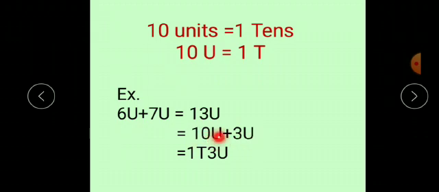Now, 10U, 10 units, equals 1 ten. So, instead of 10U, we can write 1T. So it is equal to 1T 3U. Okay. So, 13U is equal to 1T 3U.